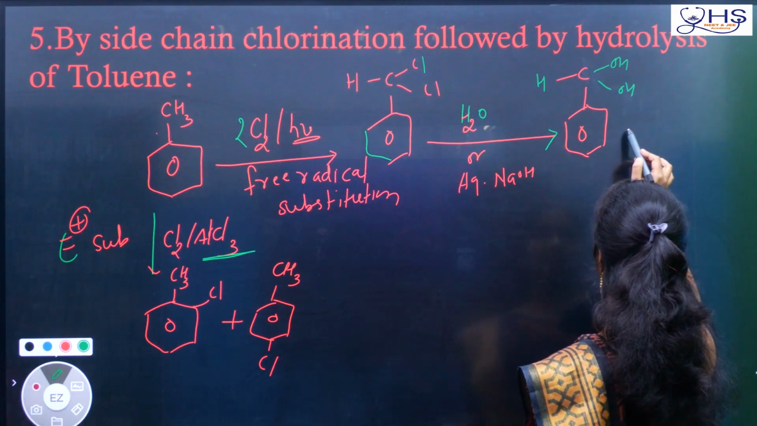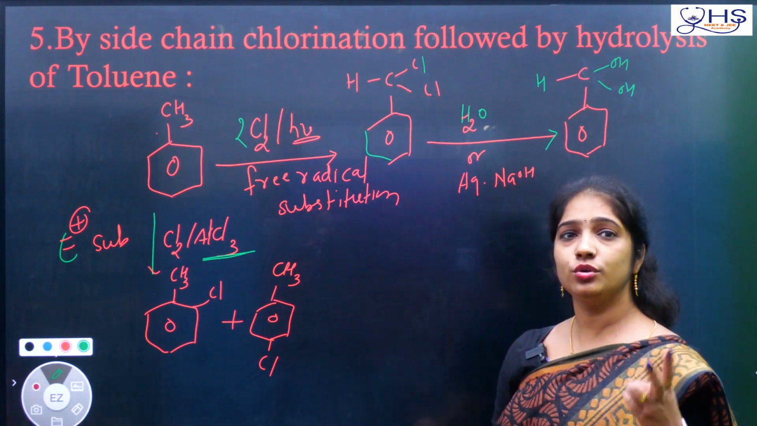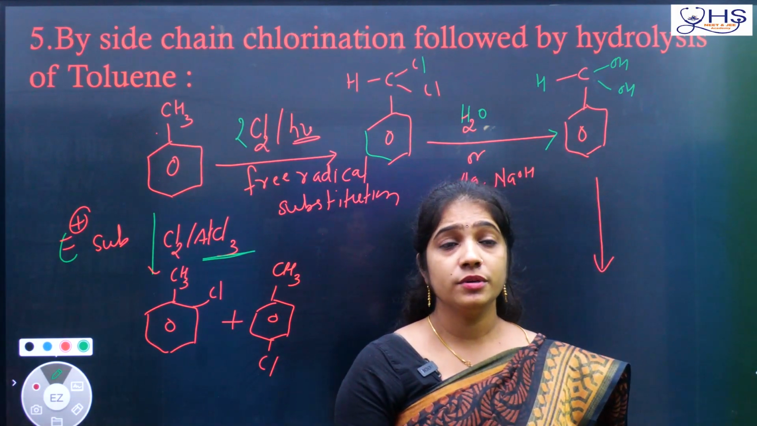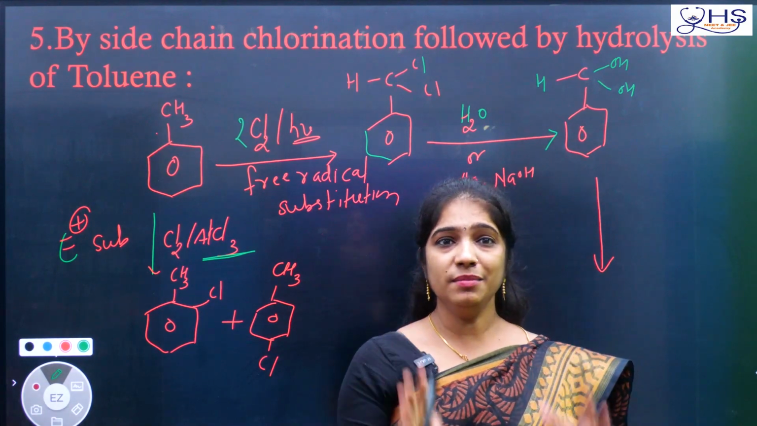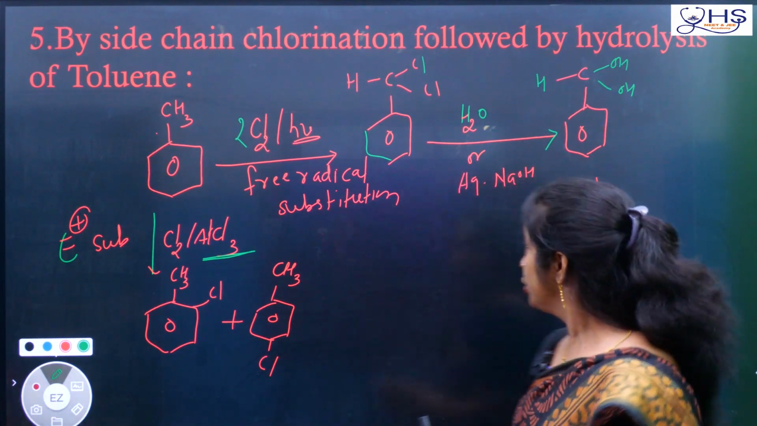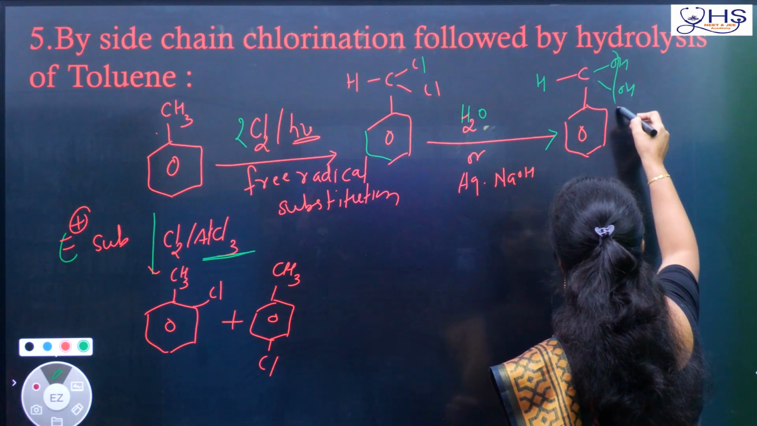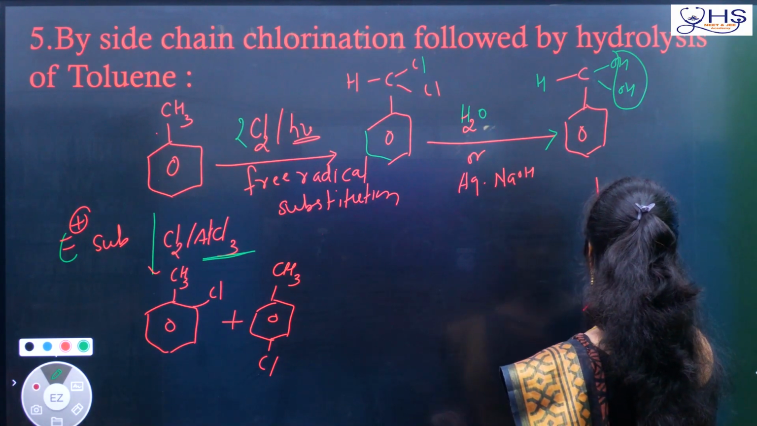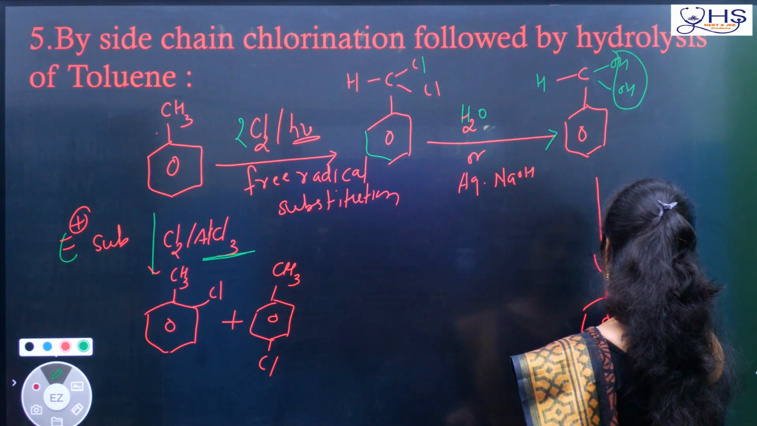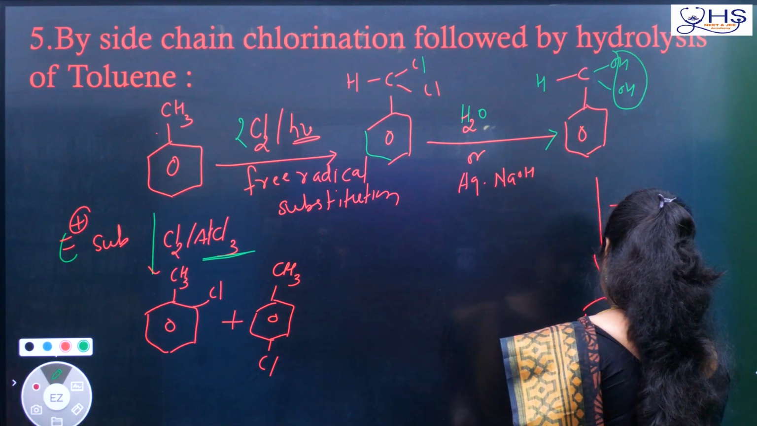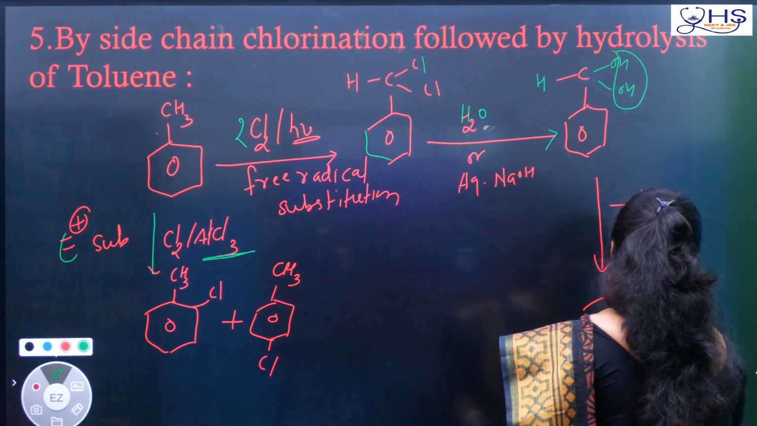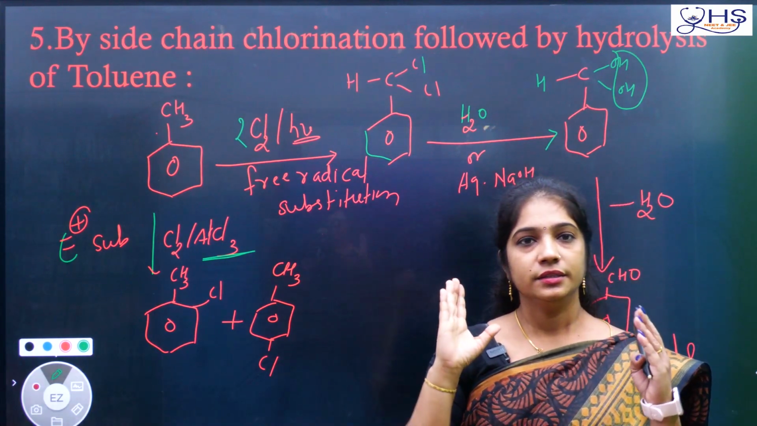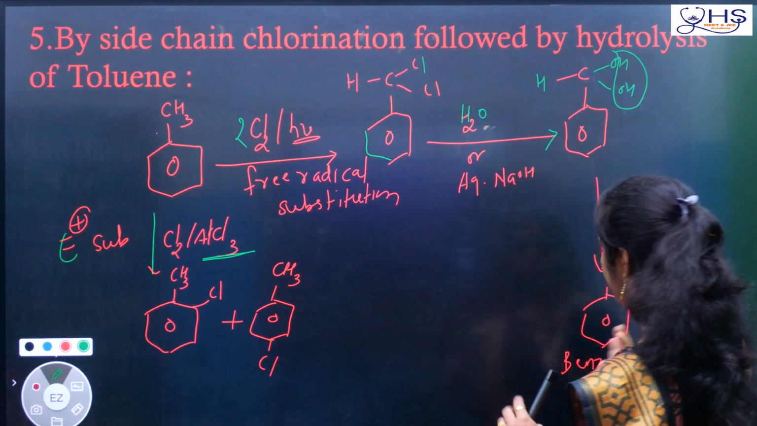Now, always remember children, whenever 2 OH groups are present at the same carbon, that compound is highly unstable and immediate removal of water molecule will take place. So what we are going to do? We are going to remove water from here. Minus water. So what you will get? Benzene ring, and you are having CHO, benzaldehyde. So side chain chlorination of toluene followed by hydrolysis, and at that time we remove the water, then we got benzaldehyde.